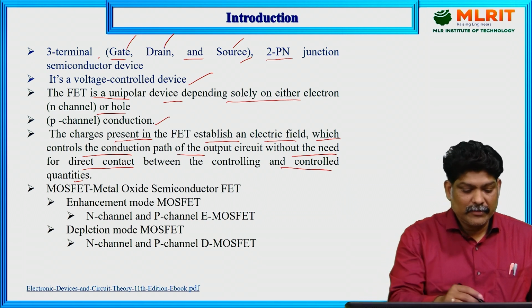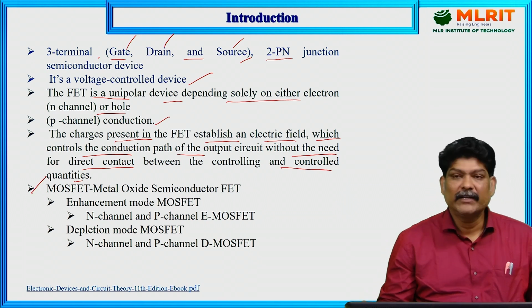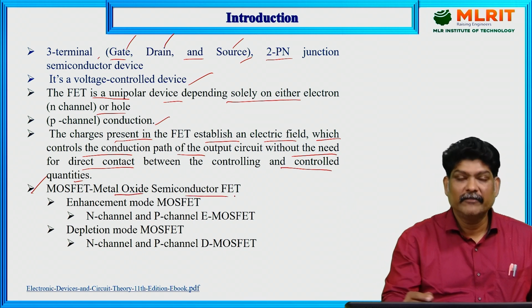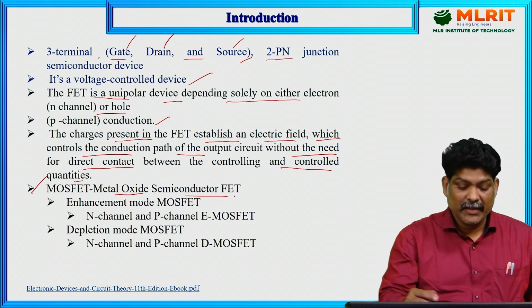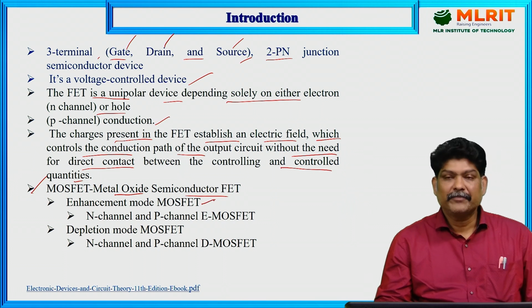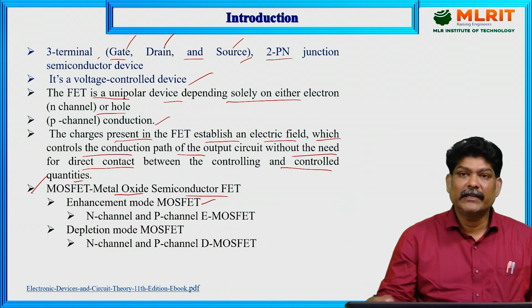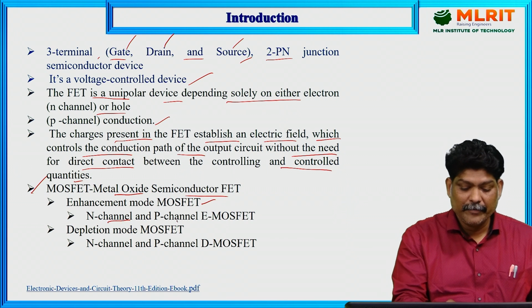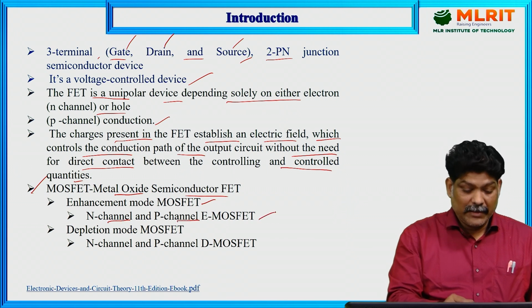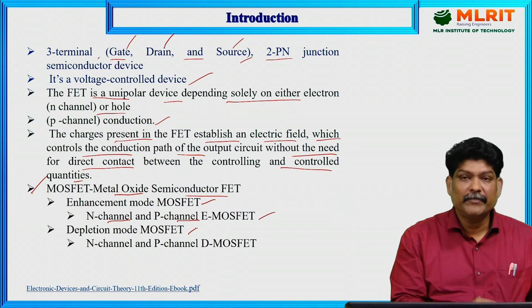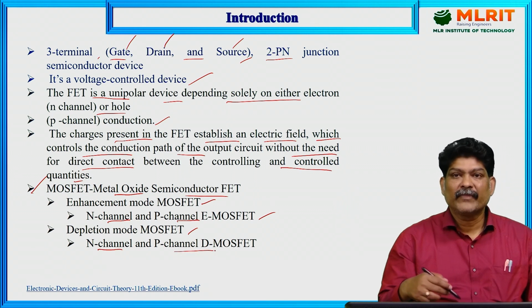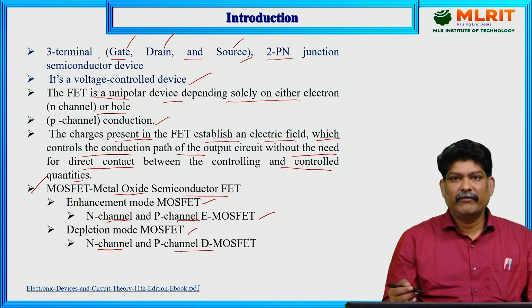Let us see the MOSFET. MOSFET stands for metal oxide semiconductor field effect transistor, and we have 2 types. Enhancement mode MOSFET is subdivided into N-channel and P-channel MOSFET, and depletion mode MOSFET is also subdivided into N-channel and P-channel, just like the N-channel and P-channel FET.